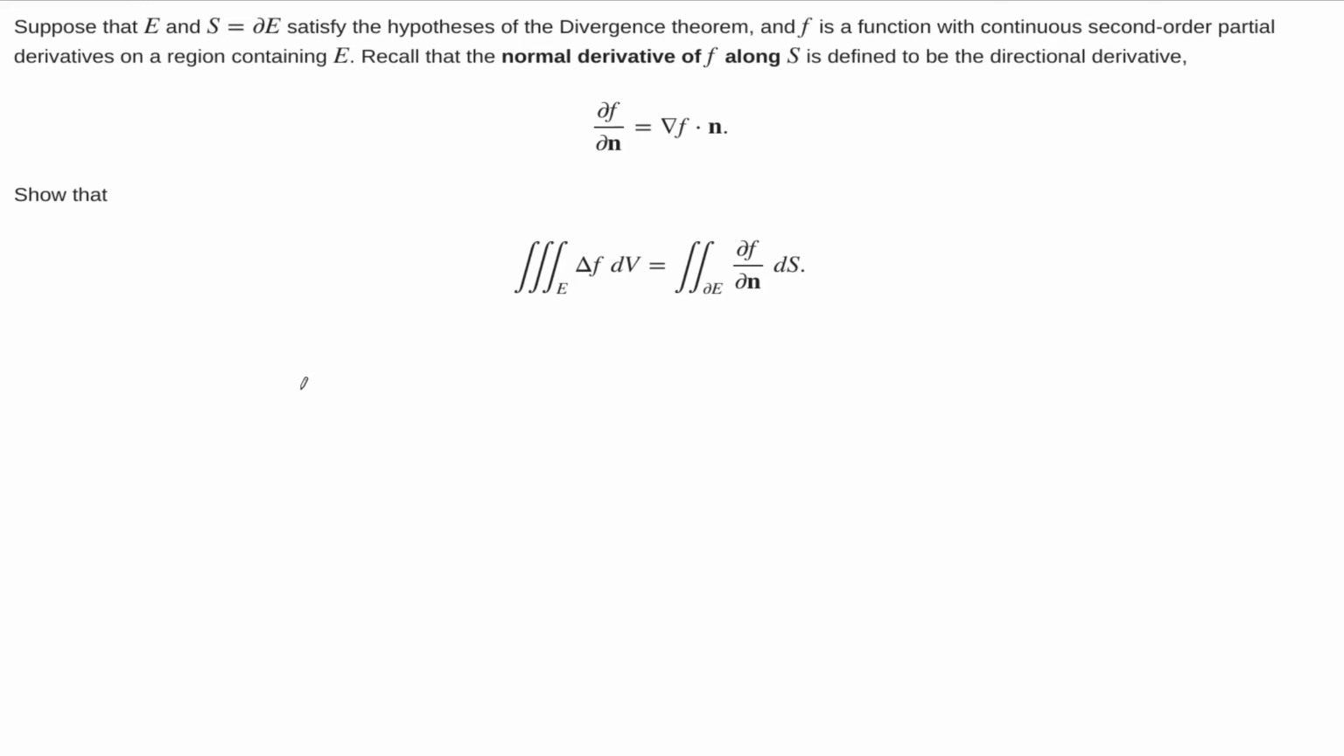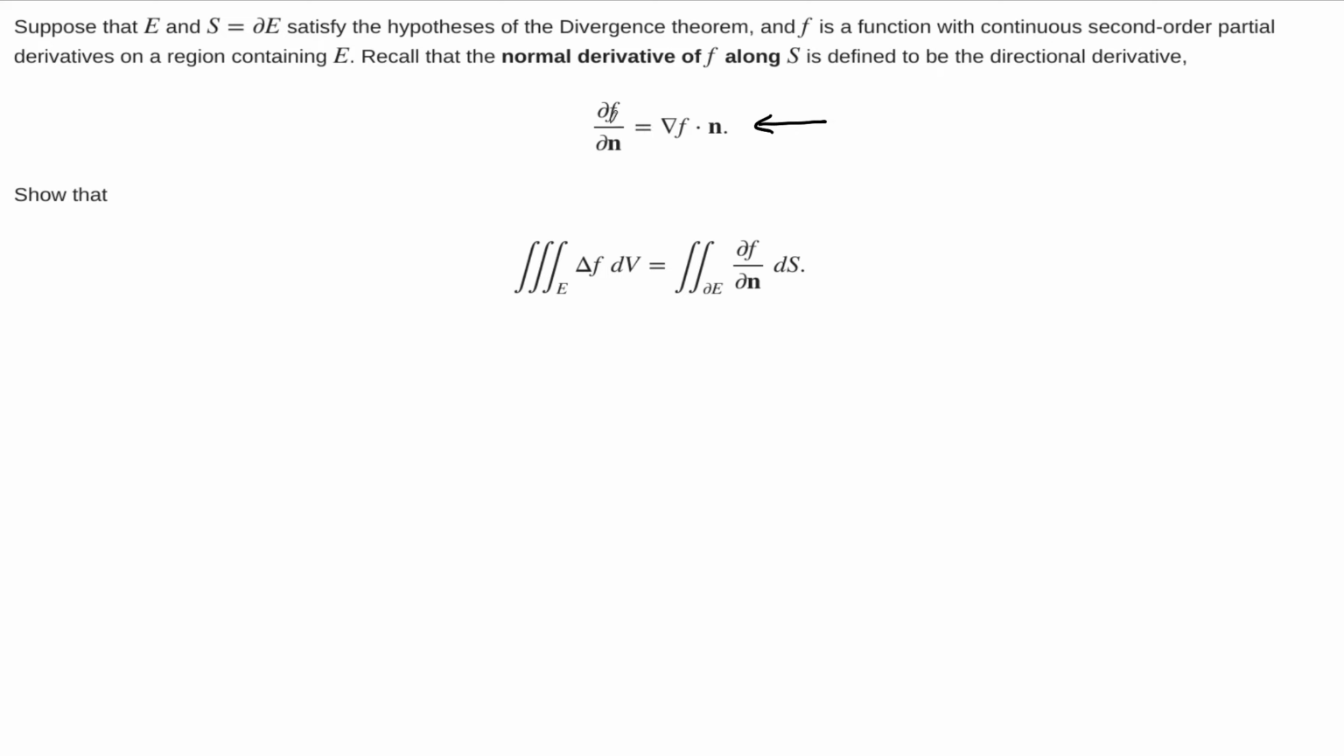In this example, we are going to use the divergence theorem to prove this statement about the integral of a Laplacian of a function over a solid region in three-dimensional space. There's a lot of symbolic stuff going on here, so more than anything, we just have to unpack what all these symbols mean. This right here is a definition of a normal derivative.